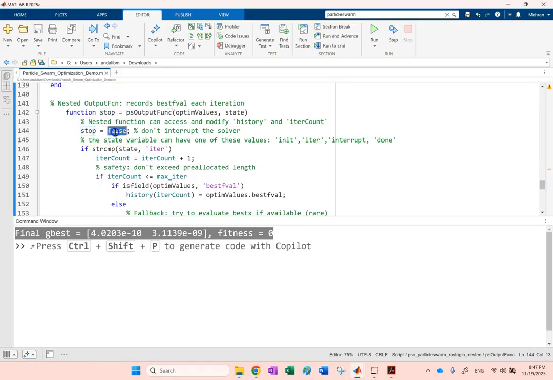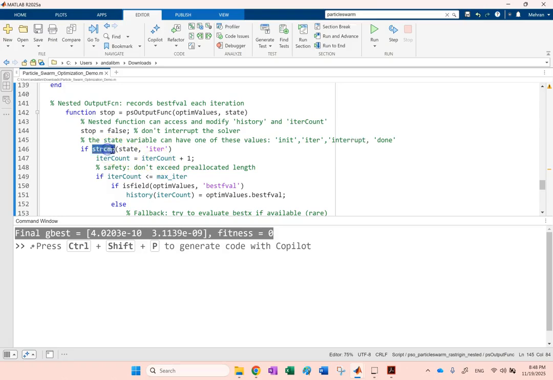First, you say, hey, I don't want you to stop right now. Go ahead and get the state of the solver and see what state the solver is in at the current iteration. This state can have 4 different types of values. It could be init, which means it's the first iteration. It could be done, which means it's over. It could be iter, which means it's somewhere in between, still working. Or it could be interrupt, which means some interrupt happened and the optimizer stopped.